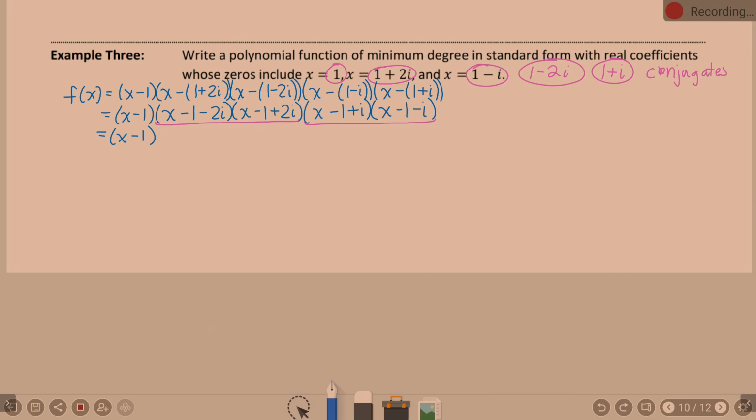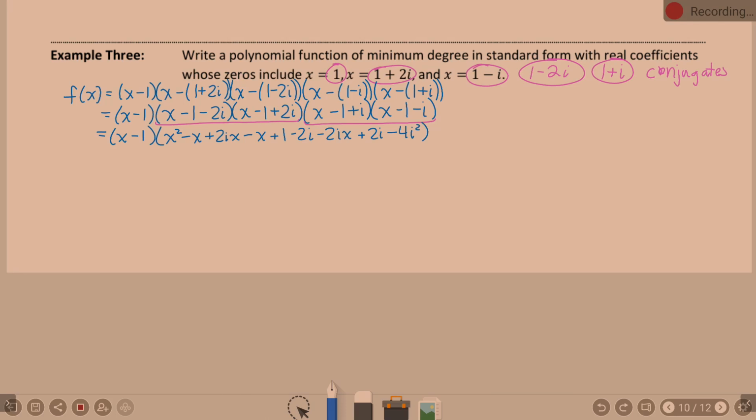So, okay, I'm going to distribute my first x. x squared minus x plus 2ix is how I write that one. Distribute negative 1: minus 1x plus 1 minus 2i. Distribute negative 2i: minus 2ix plus 2i minus 4i squared.